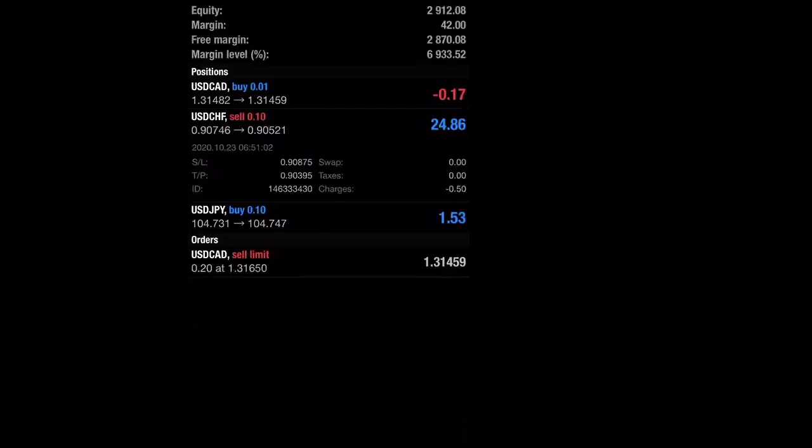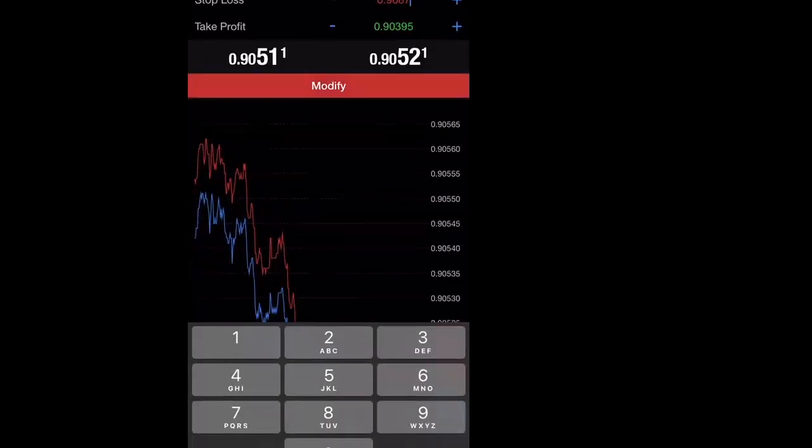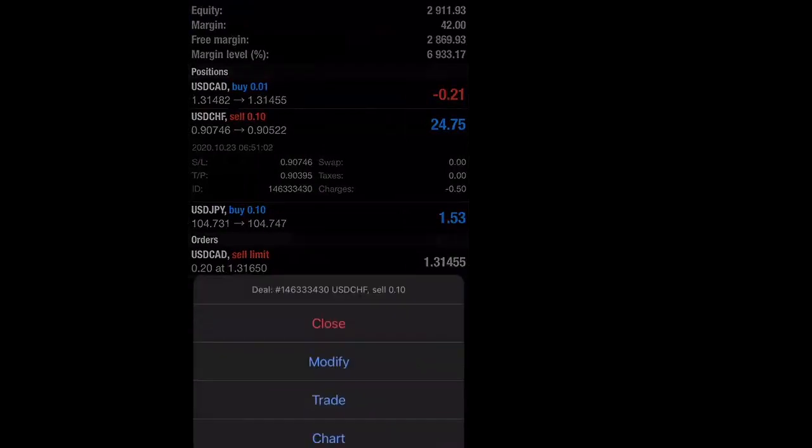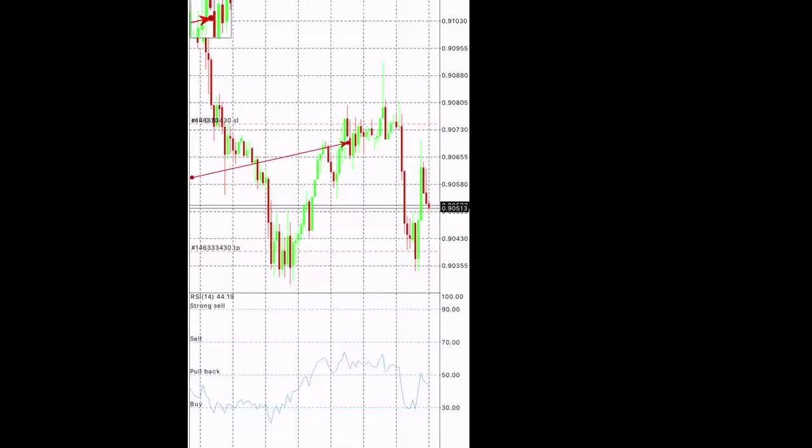So I entered at 90,746, modify the trade. Stop loss 90,746, modify. Right? Now, if you look at it, let's go back to the chart. Look where my stop loss is now.